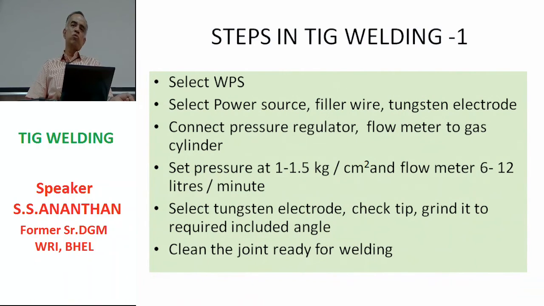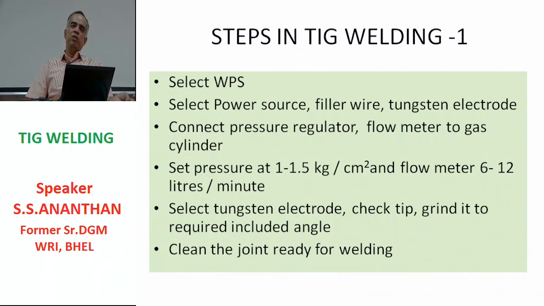The first and foremost requirement is to start with the proper welding procedure. How this is done is by selecting a welding procedure specification which is already qualified and recorded in the factory, wherever we are doing the work. If you do not have it, it has to be prepared, qualified and tested to the satisfaction of a particular standard or code. Once the proper WPS is selected, then we have to select the suitable power source, the filler wire, and the tungsten electrode. Then what is the gas which is to be used?